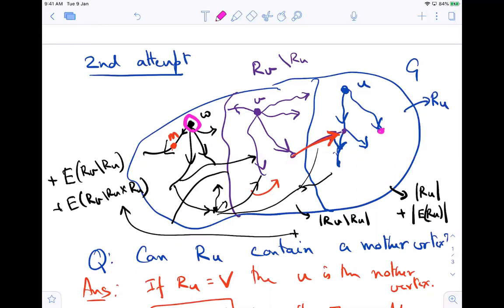E(R(u)) is smaller than N, and E(R(u)) is smaller than M, but it is significantly smaller than N and M. I mean, think a bit. Are you guys all fine? Or do you want to discuss?